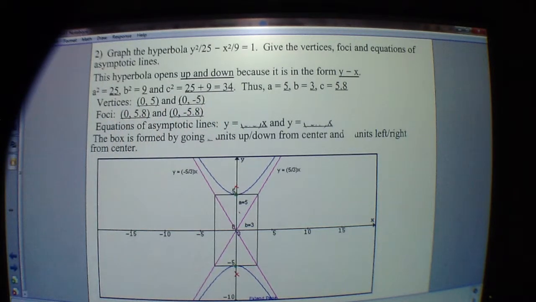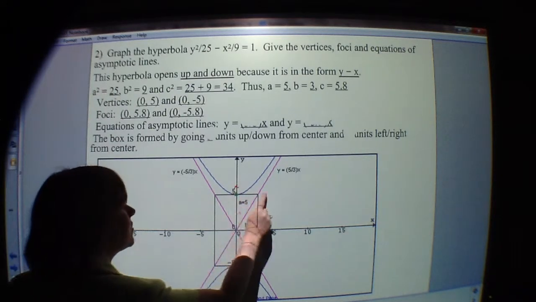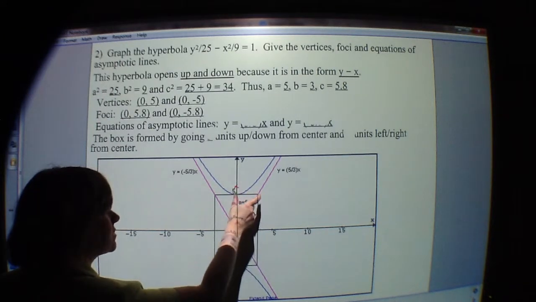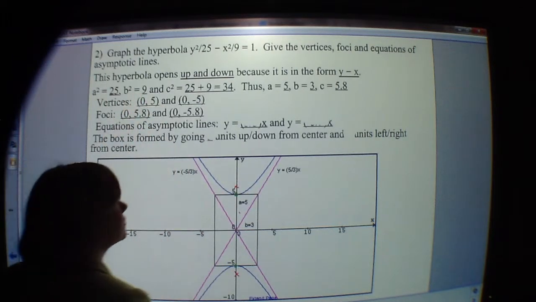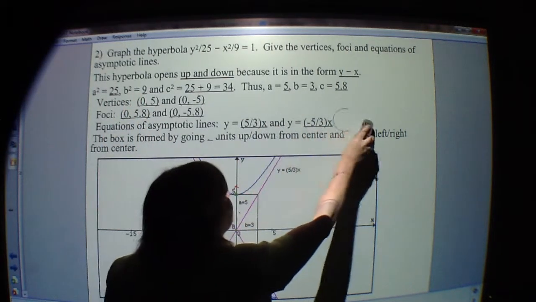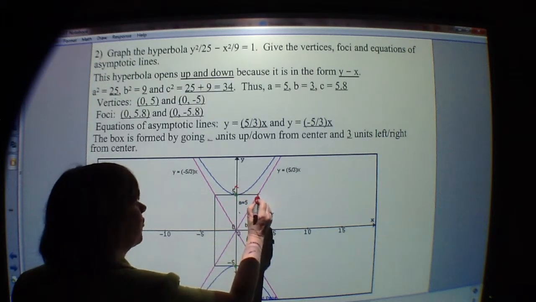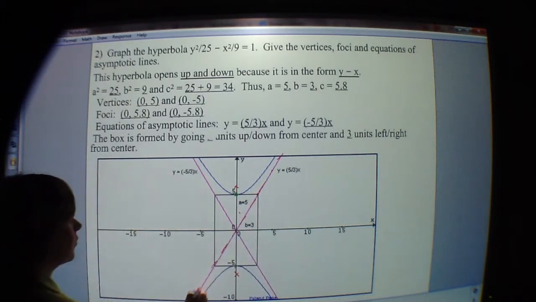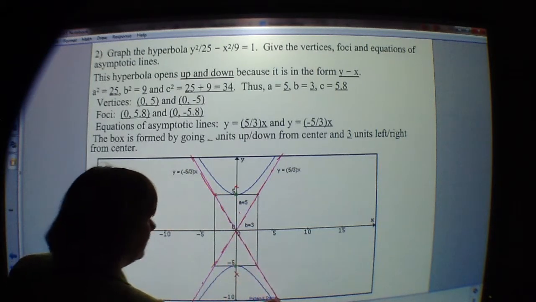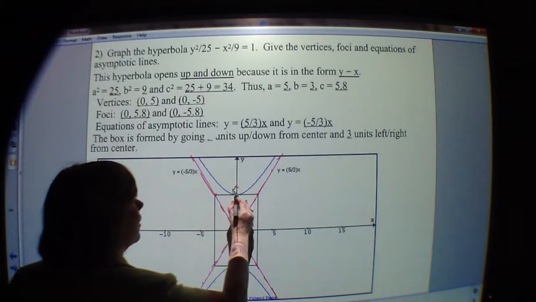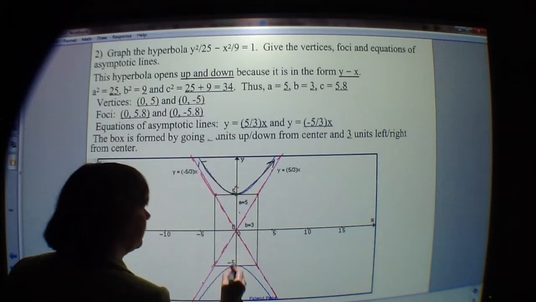The equations of the asymptotic lines are y is equal to rise over run. My rise is a, so my run is b. So it's 5 over b, and b is 3. So it's 5 over 3. So it's plus or minus 5 over 3. So I'd go up 5 over 3, and there's one line. Up 5 over 3, there's my other line. And then just draw it so it follows the asymptotes.